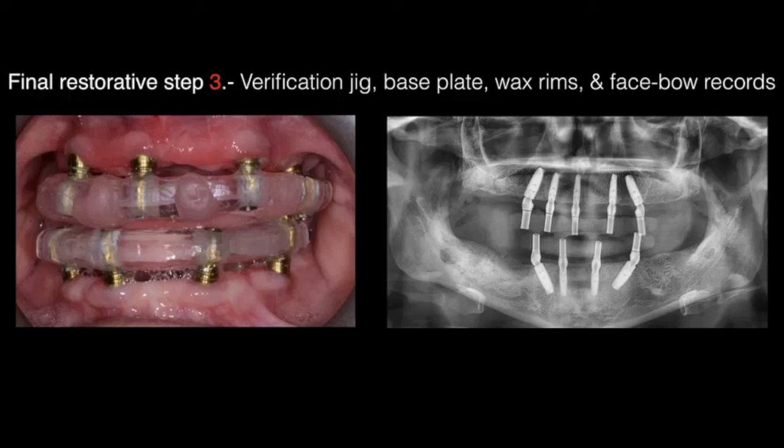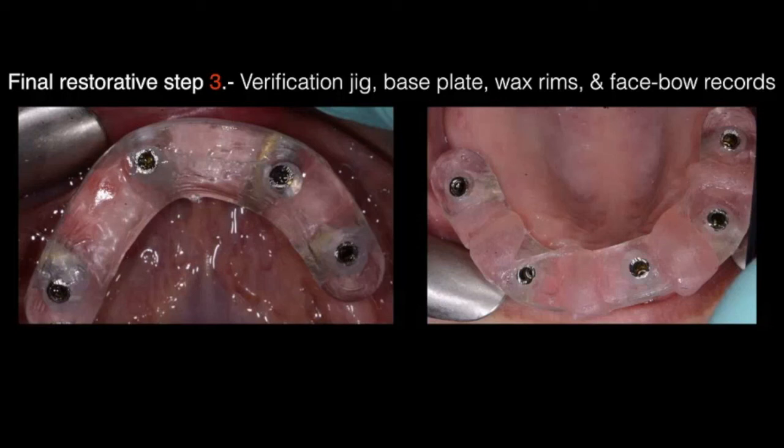And this is one of the most important steps in the restoration of a full arch, because if those cylinders are not sitting very passively and you send this back to the lab and they fabricate a bar, that bar is not going to fit passively, and then you're going to run into a lot of problems, and you're going to have to send for the fabrication of a new bar, which becomes very, very costly.